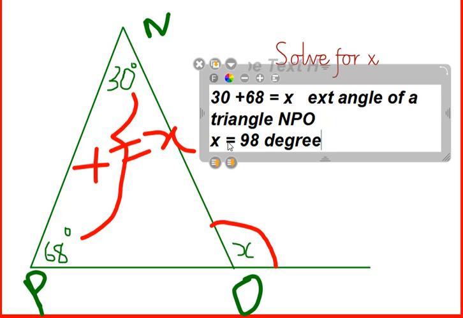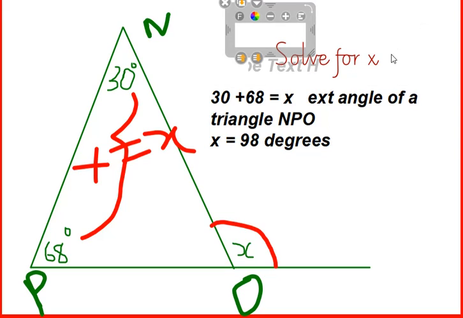98 degrees. And if you haven't watched the video on exterior angles of a triangle, please go and watch it. It's in the same playlist, Euclidean Geometry playlist on our channel. Let's move on to the next question. We've already answered the question. It says solve for x, and x is an exterior angle of triangle NPO.